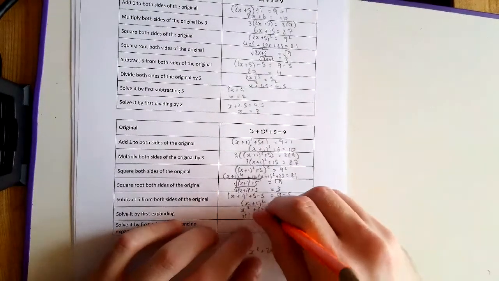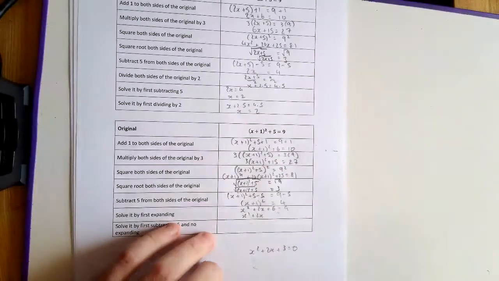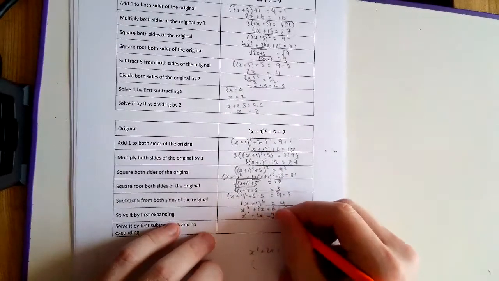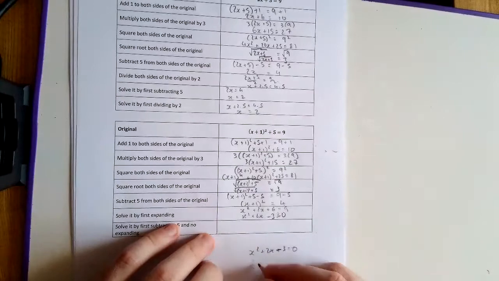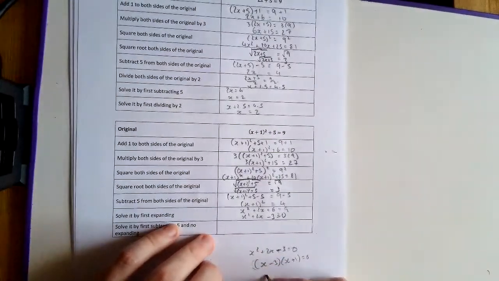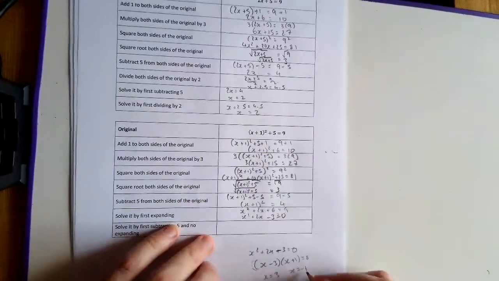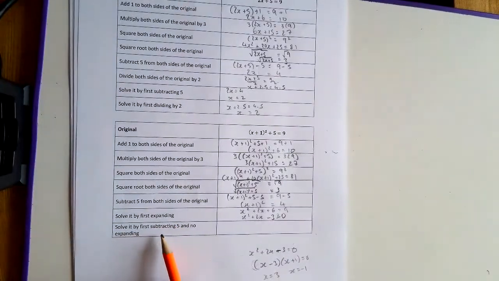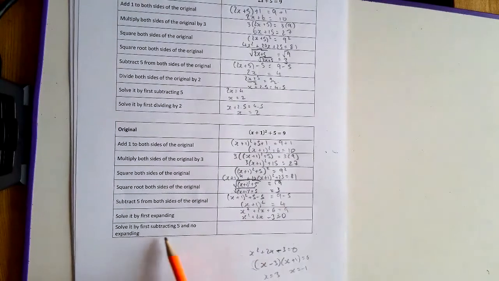Because I made a mistake there. That should be minus 3 equals 0. That should be minus 3. So I get (x minus 3)(x plus 1). So I get x is 3. This is minus 1. Solve it first by subtracting 5 and not expanding.